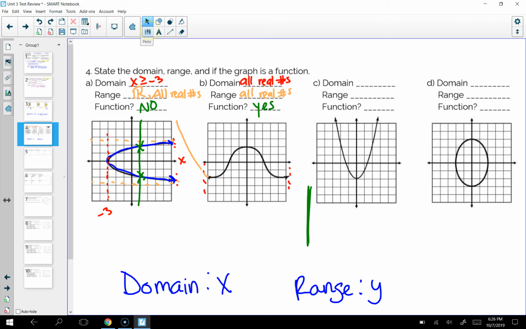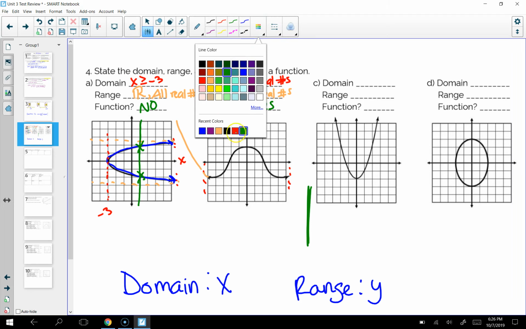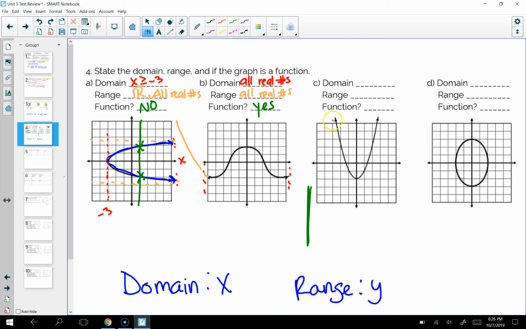Alright, my next one, domain. So we're looking at the parabola. This time it's opening up. So we're looking at my x's. So we're looking here and here. I have arrows, right? So that means all real numbers. There's no turning point on the sides. So that one's good to go.